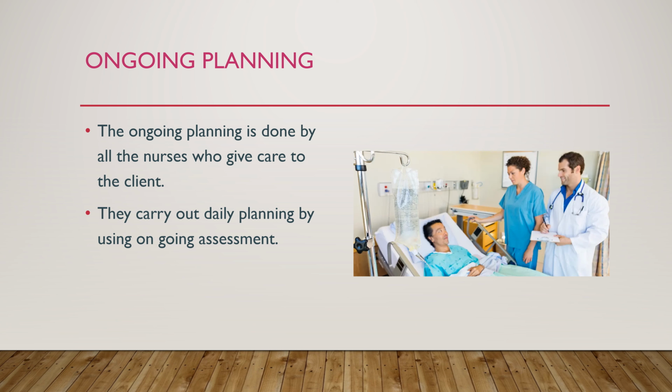For example, the patient was admitted with a fever and the initial planning was to provide care for fever. The nurse who was involved in the initial planning provided care accordingly, and the patient's fever subsided. When the evening shift staff came, the patient had a normal body temperature, or the temperature had lowered. Now he is not having that much temperature. So she will again assess the patient's condition, check the patient's temperature again, and then plan as per the current condition of the patient. That is what we call ongoing planning.